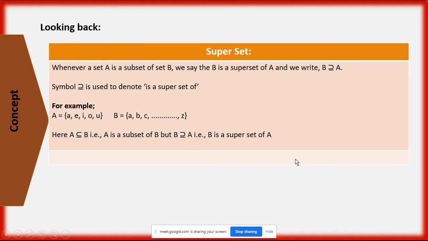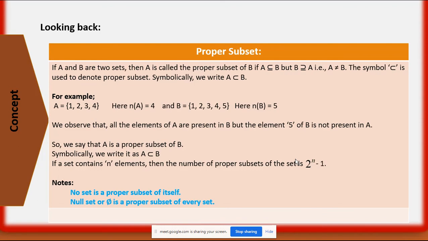Now sometimes we may have a question about proper subset. What is a proper subset? If A and B are two sets, then A is called a proper subset of B if they are not equal.